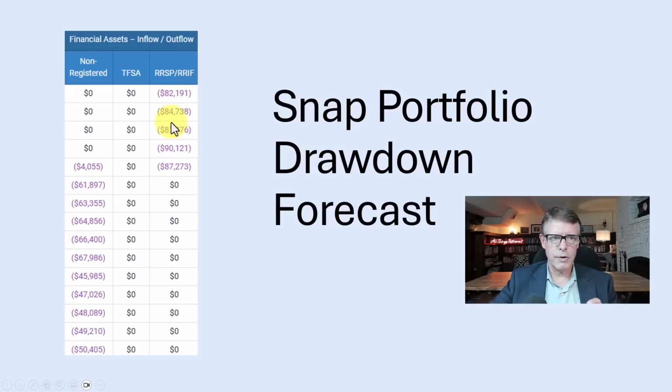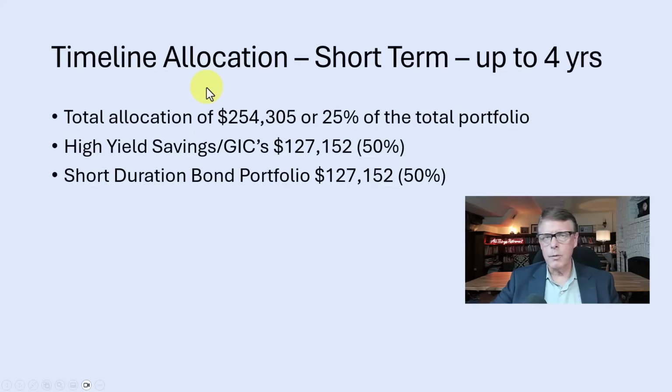You want to do sufficient for this timeline, the lower risk category, but not too much, because you don't want it to be too much of a drag on the portfolio performance. So when we applied the approach, the timeline allocation for the short-term amounts for his portfolio, money required up to 3 to 4 years, we use 4 years in this example, Tom needed to allocate $254,305, or 25% of his total portfolio, which was just over $1 million, to this particular timeline.